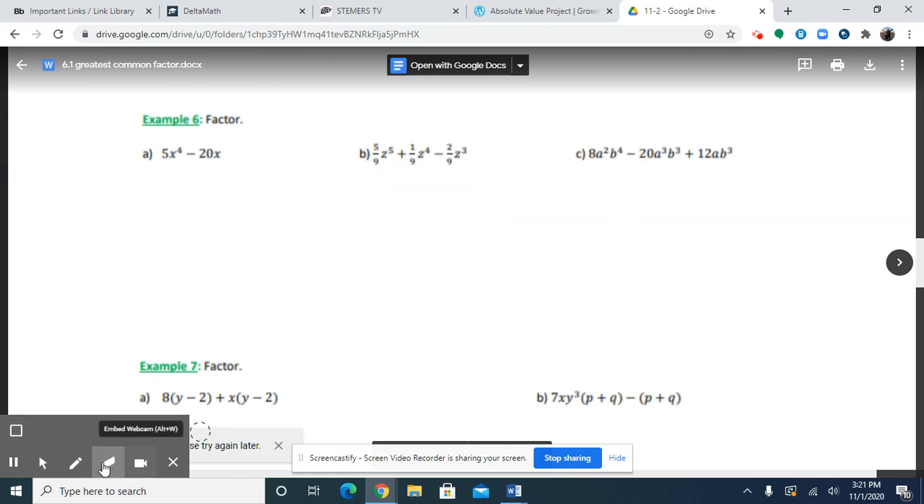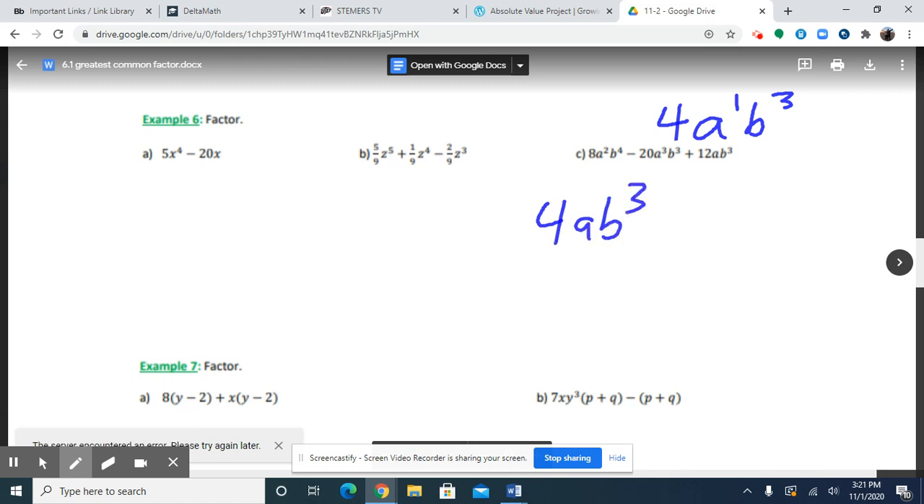Now let's look at something that has not only numbers, but 2 different variables. So our common factor, in this case, I could see that our common factor should probably be 4. Now we're going to look at each variable individually. So a, the lowest a there is a to the 1st power. And the lowest b there is b to the 3rd power. I believe that's the case. You just make sure. So b to the 3rd power. So we're going to factor out 4a, b to the 3rd power.